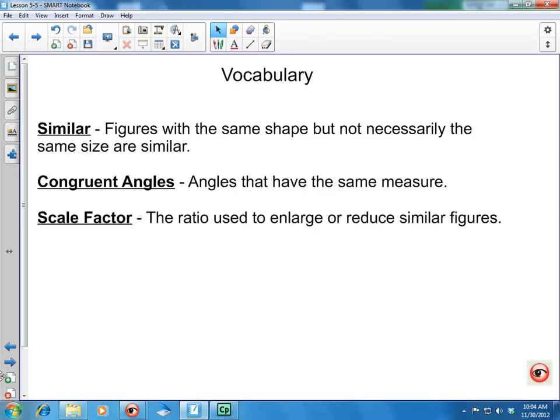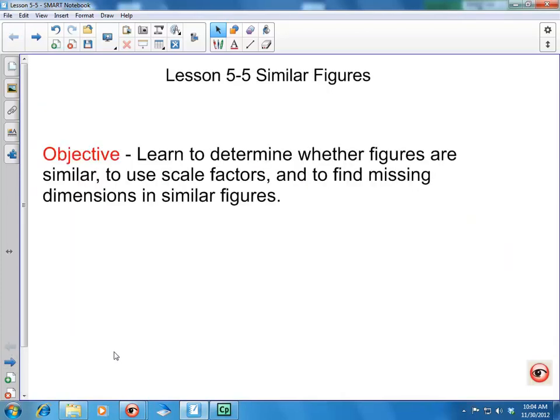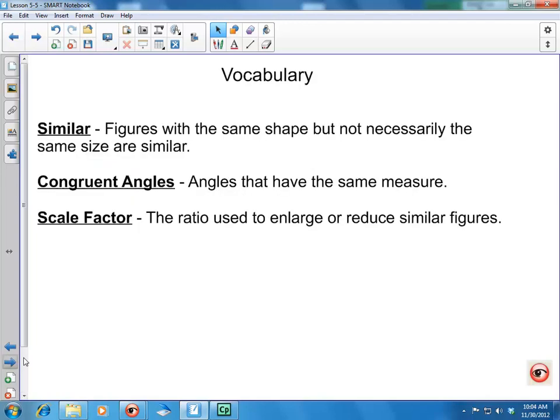All right, today we are going to be working on similar figures, which we're going to learn to determine whether the figures are similar. We're going to learn to use scale factors, and we're also going to find missing dimensions in similar figures. Now, we do have 3 vocabulary words.